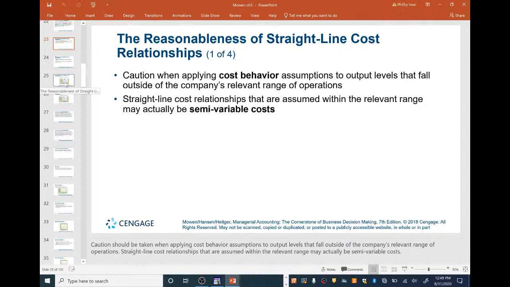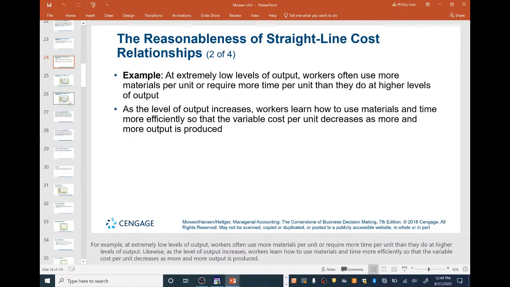Okay, so once again, straight line cost relationships that are assumed within the relevant range may actually be semi-variable cost, right? So I do apologize, I clicked way down. Okay, a good example: at extremely low levels of output, workers often use more materials per unit or require more time per unit than they do at higher levels of output. So what do they mean by that? Pretty much what it says here is as the level of output increases, workers learn how to use materials and time more efficiently, so that the variable cost per unit decreases as more and more output is produced.